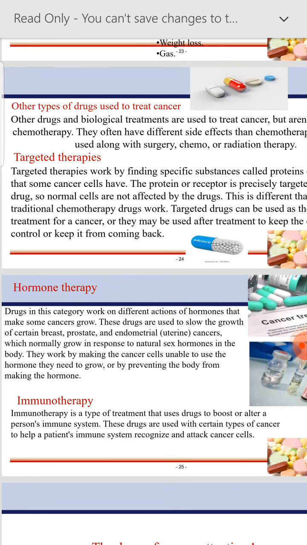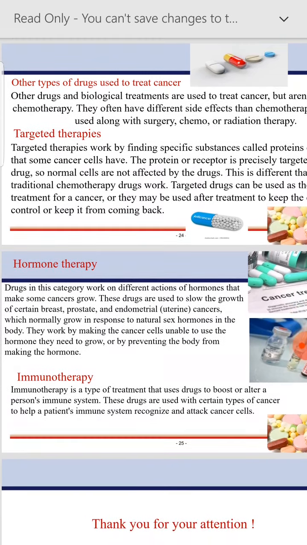Hormone therapy. Drugs in this category work on different actions of hormones that make some cancers grow. These drugs are used to slow the growth of certain breast, prostate, and endometrial cancers, which normally grow in response to natural sex hormones in the body. They work by making the cancer cells unable to use the hormone they need to grow, or by preventing the body from making the hormone.